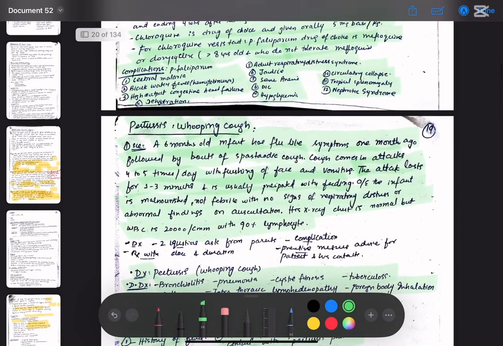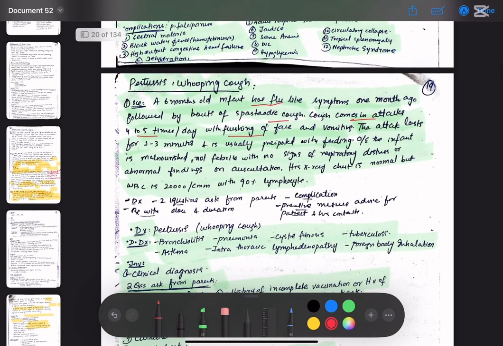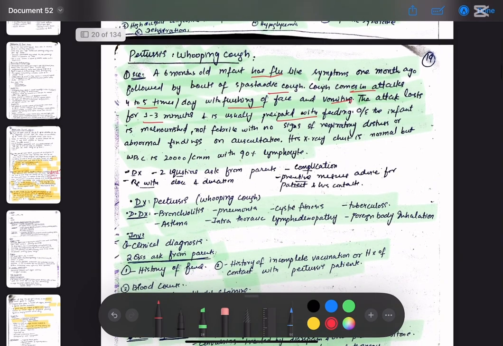So this was about pertussis. There are symptoms of flu and cough, and the cough comes in attacks, 4 to 5 days with 4 to 5 times per day, with flushing of the face and vomiting. The attack lasts for 1 to 3 minutes and is usually precipitated by feedings. The infant is malnourished and is not febrile.